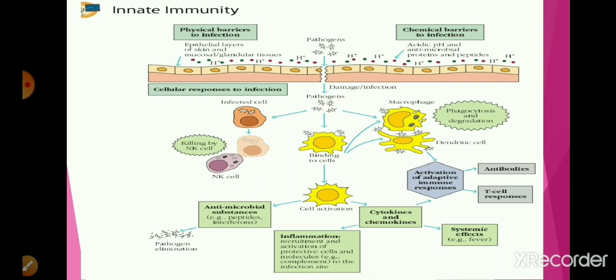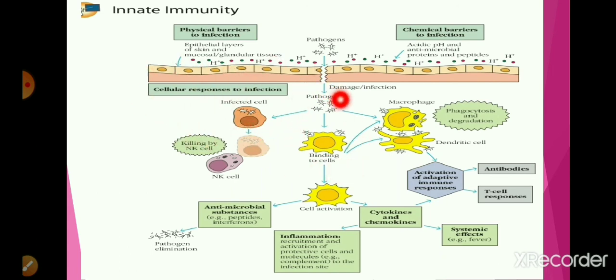So this is the actual overview of the innate immune system, where the skin acts like a barrier. It may be epithelial cells, mucosal and glandular tissue, and their secretions like acidic pH, antimicrobial proteins and peptides. They inhibit the pathogen from getting entry inside our body system. A pathogen can enter our body when the skin is ruptured or has a break in it. After entry of the pathogen, the cellular response starts.